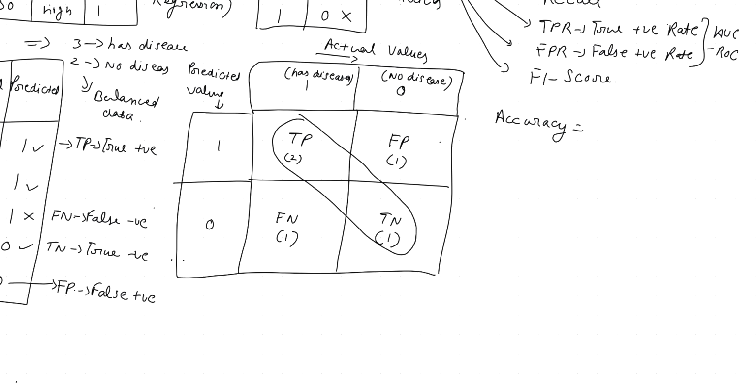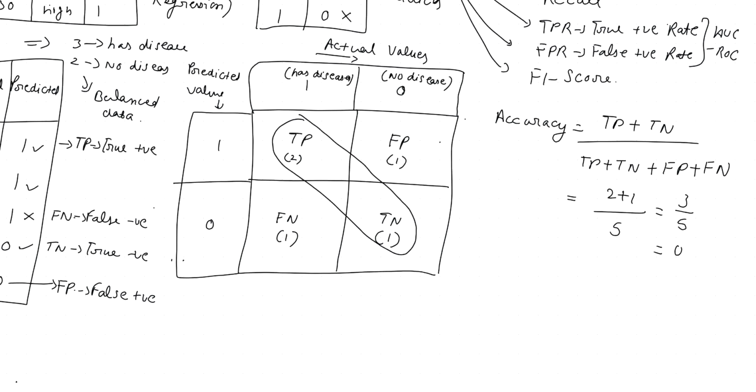Okay, so the formula is TP plus TN divided by TP plus TN plus FP plus FN, or total number of records. So how many? 2 plus 1, how many of these are 5? 3 by 5, that is 0.6. This means 60% accuracy. Okay, this is good for this kind of data set. Okay, let's see.